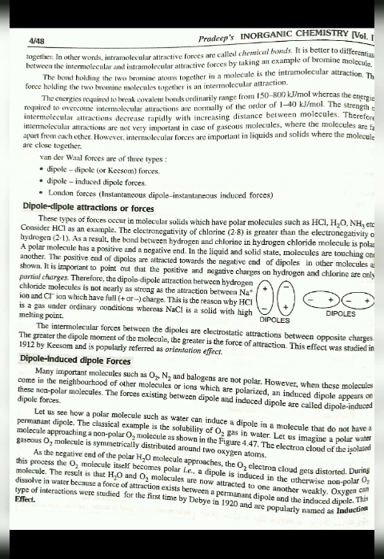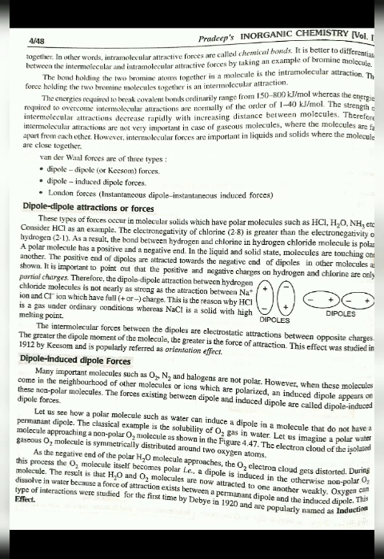The electronegativity of chlorine, 2.8, is greater than the electronegativity of hydrogen, 2.1. As a result, the bond between hydrogen and chlorine in the hydrogen chloride molecule is polar. A polar molecule has a positive and a negative end. In the liquid and solid state, molecules are touching one another. The positive ends of dipoles are attracted towards the negative ends of dipoles in other molecules as shown. It is important to point out that the positive and negative charges on hydrogen and chlorine are only partial charges.